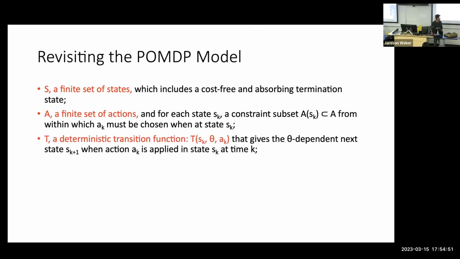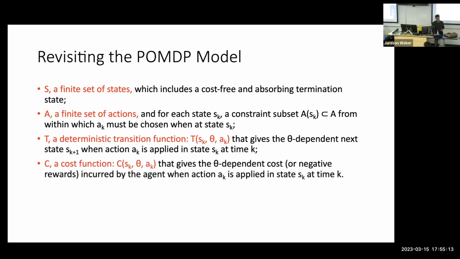There is a deterministic transition function, because we are specifically dealing with deterministic POMDPs here, which is dependent on the parameter theta. And when I'm explaining Wordle, I'll also say what these individual components imply in the context of Wordle and what theta essentially means in that context. And there is a cost function involved, which is again dependent on the current state, the action taken, or the control in other words, and the parameter theta.